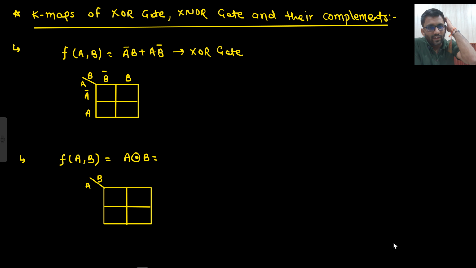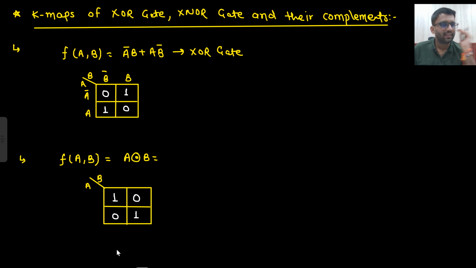Let's see the K-maps of XOR gate and XNOR gate, because there will be some kind of symmetry. Can you make the K-map for this one? A bar B, this is your XOR gate only, no? So A bar B plus A B bar, 0, 1. So in XOR gate, it will always start from 0 and 1, and alternatively you need to write 0, 1, 0, 1. And in XNOR gate, it will start from 1, 0, 1, 0. Alternatively, you need to write 1, 0, 1, 0. That's it. How will you remember if it is starting from 0, it would be XOR or XNOR?